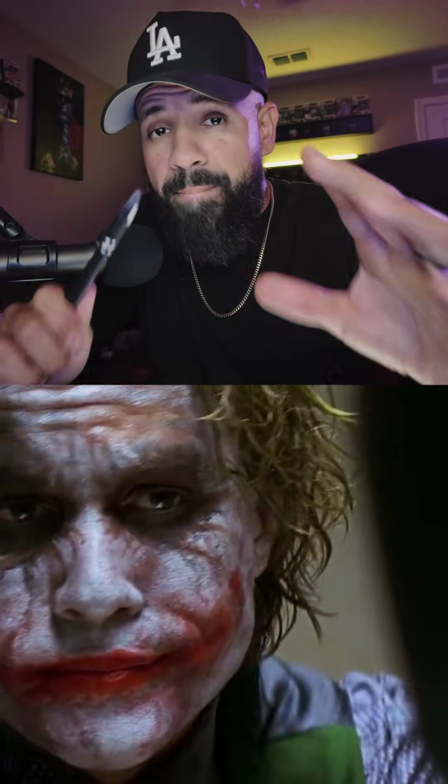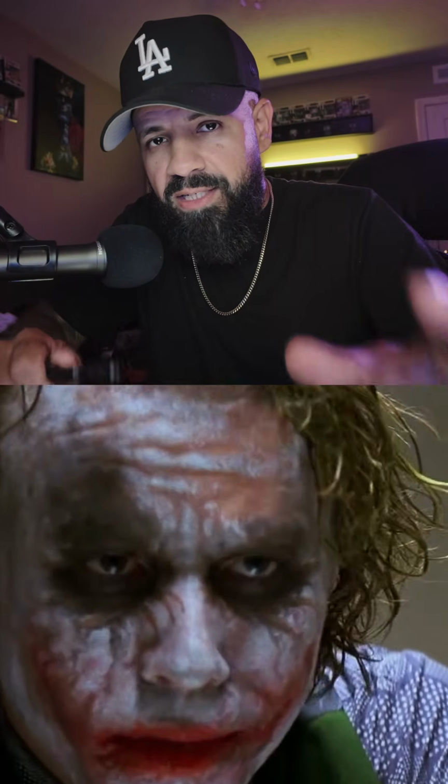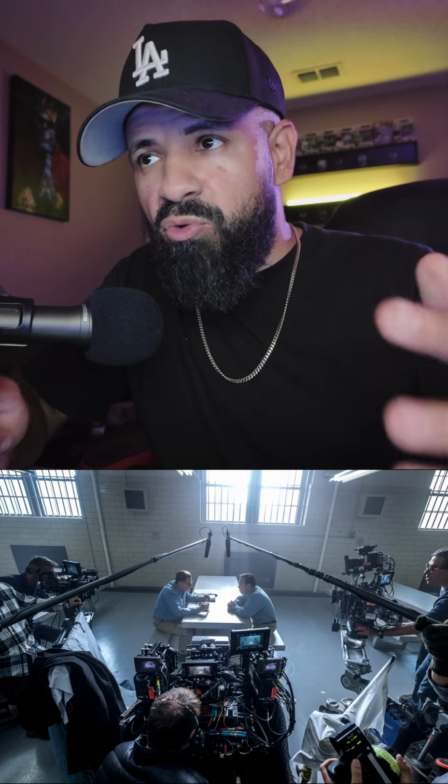Christopher Nolan broke a major filmmaking rule when he created this scene here in The Dark Knight between Joker and Batman. I'm going to talk about the rule he broke here. It's called the 180-degree rule.